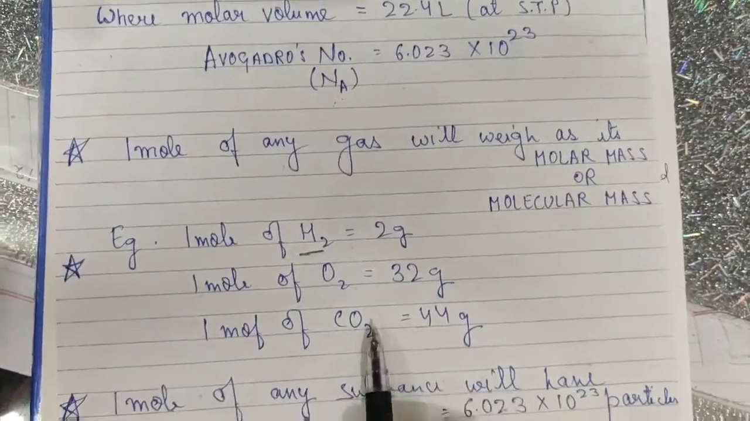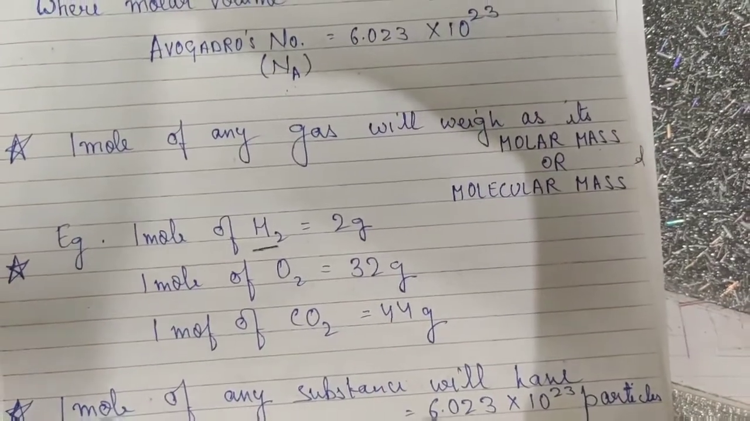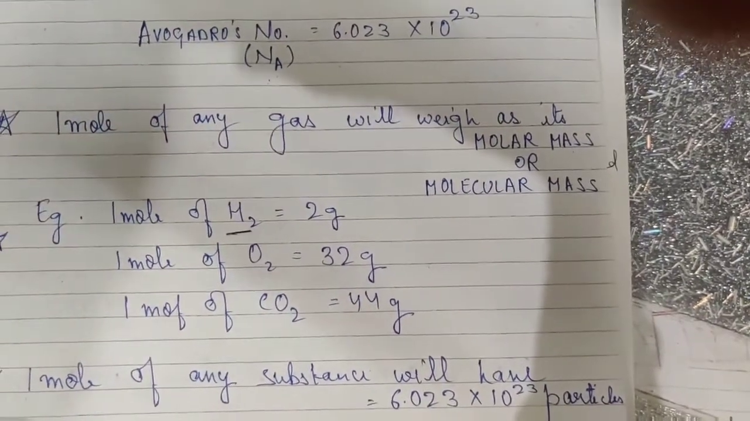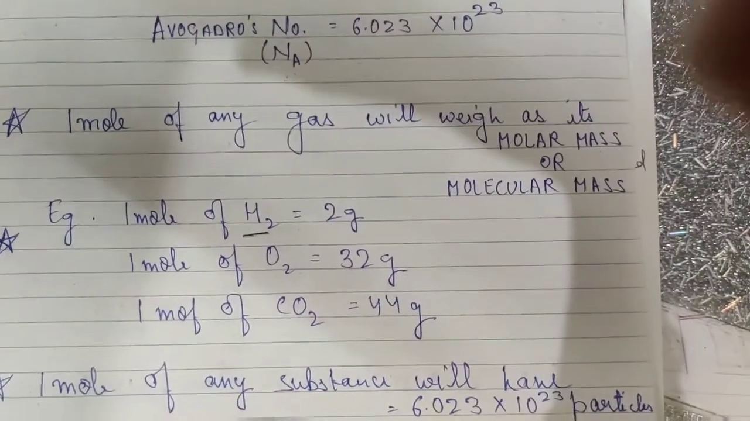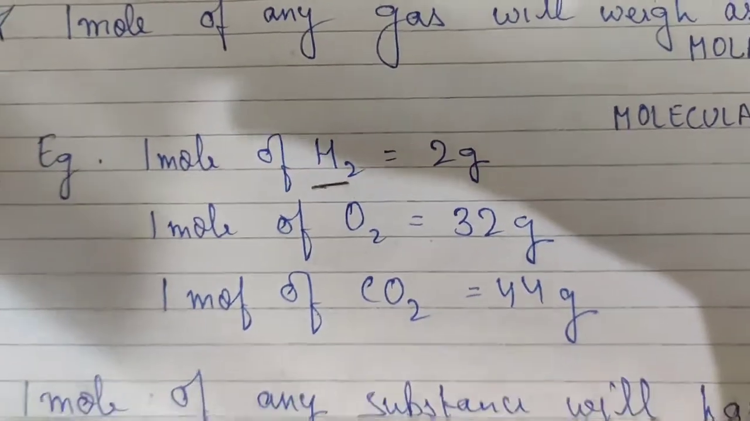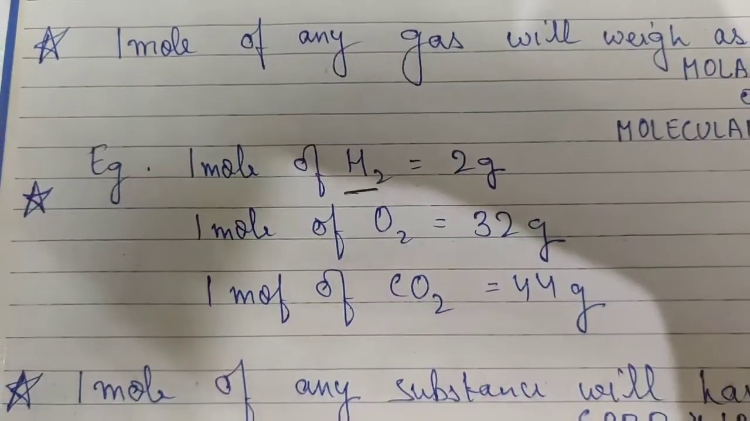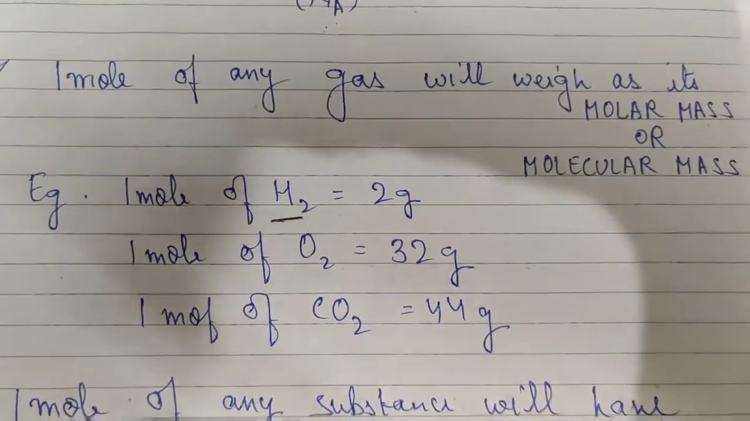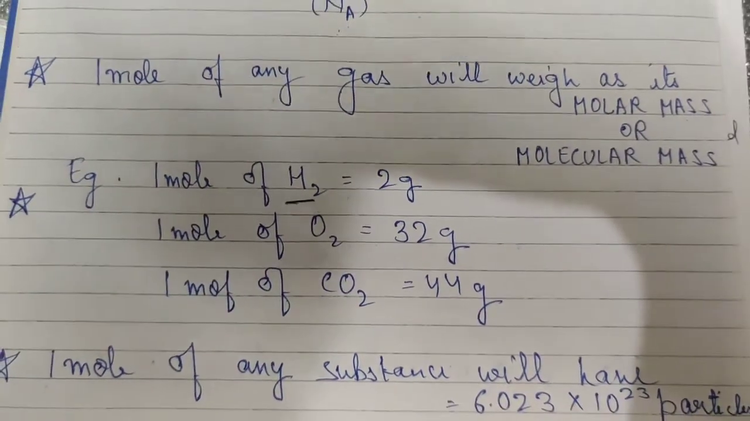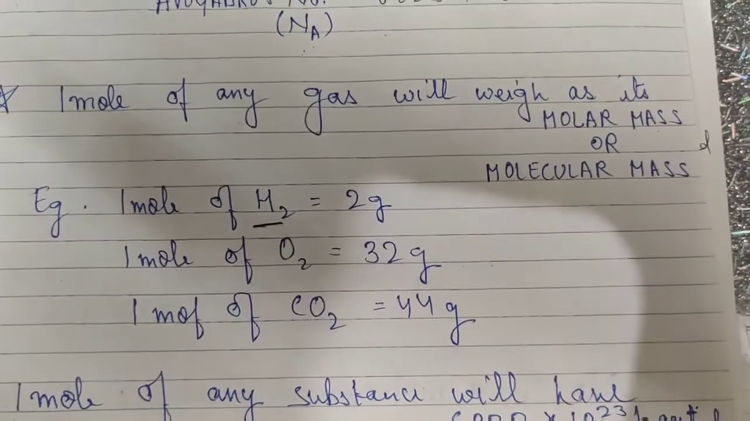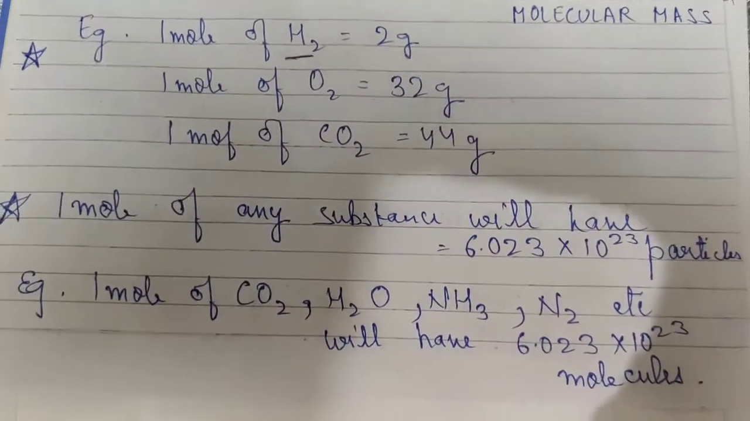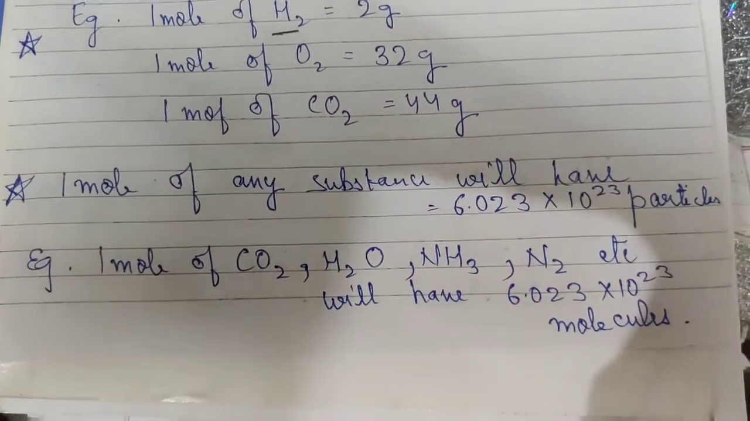And 1 mole of oxygen gas, O2, the mass of O2 is 32 grams. So 1 mole of O2 will be equal to 32 gram. And 1 mole of CO2, this I gave you as a question also, molecular mass of CO2 is 44 gram. So 1 mole of CO2 will be equal to 44 gram. So I hope this part is clear. That means 1 mole of any gas will weigh equal to its molar mass or molecular mass. And molar mass is not a new term. It is actually the mass occupied by 1 mole of any substance. So both are correlated.